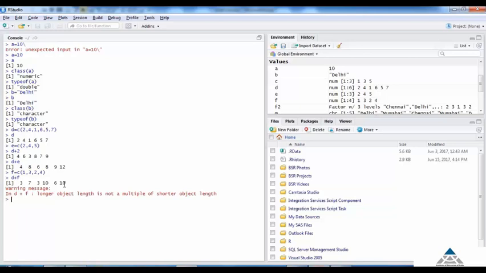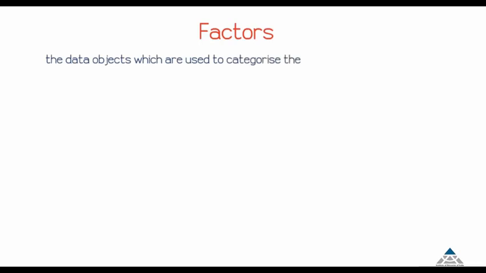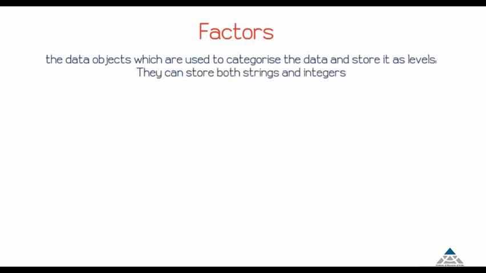We will discuss more about vectors, its elements and other features and properties in the next video. For now, we are just getting an overview of what vectors are. So we have learned that vectors are one-dimensional variables and store data of the same type. Let us now look at the next data structure, which is a factor. Factors are the data objects which are used to categorize the data and store it as levels. They can store both strings and integers.